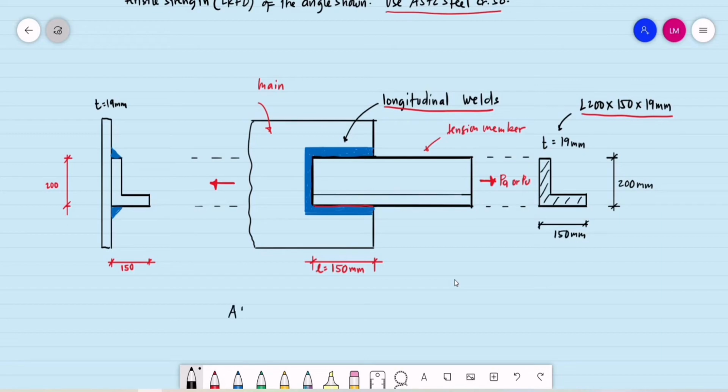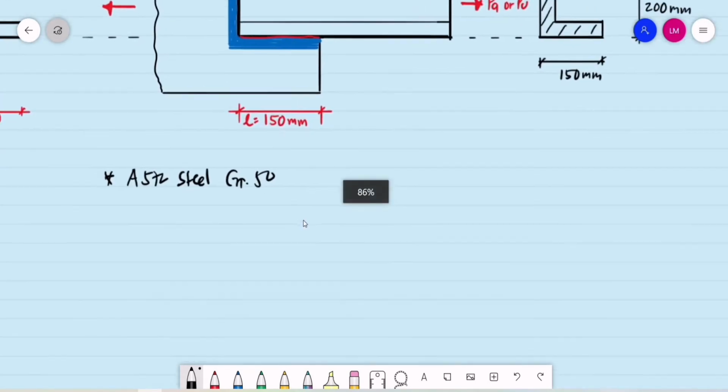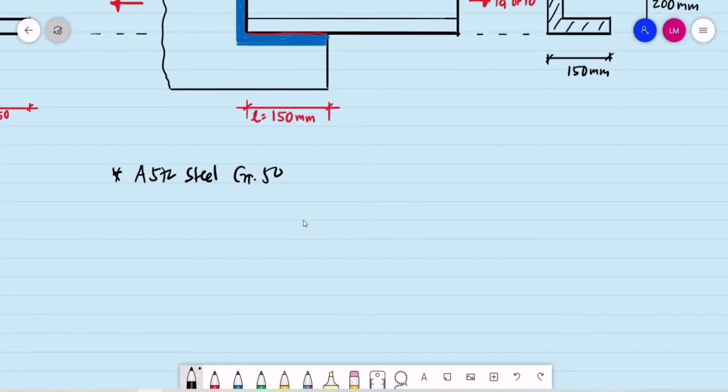Let's say the properties of A572 steel, grade 50. So here in the Philippines we are using megapascals, so we are to convert: 1 KSI is equal to 6.895 megapascals. Then for easier computation, we round it to the nearest whole number. If we search for the property of A572 steel, we have Fy equal to 50 KSI. That's 50 kips per square inch.